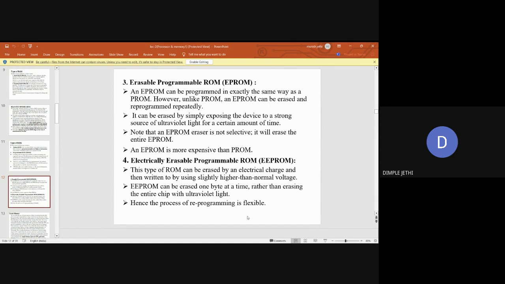And how can you erase that particular data? By electrical charge. It can be erased by an electrical charge, and then again you can rewrite it by giving it the normal voltage. So rather than erasing the entire chip, as we were doing in the third point, EPROM, here you can erase one byte at a time. Obviously this is more flexible than EPROM. Am I clear?